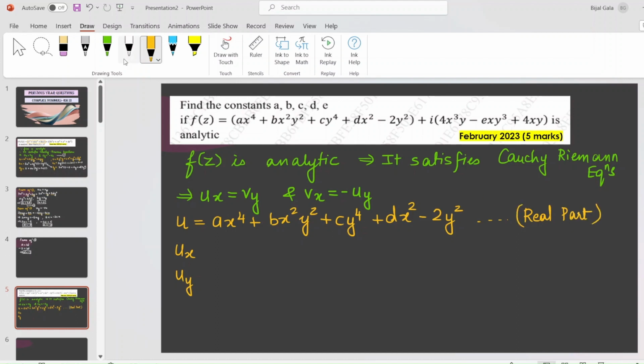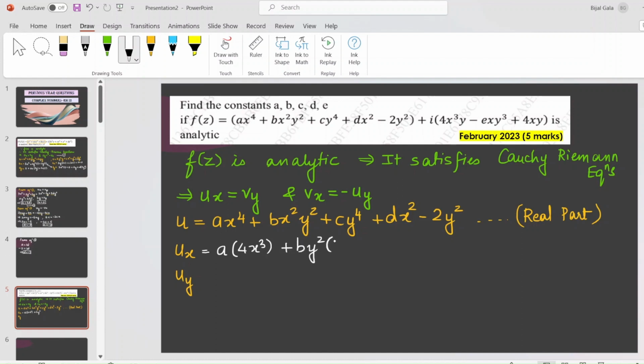Okay. So let's begin with ux. While taking ux, as we had discussed, x will be the variable, everything else will be constant. If a constant is multiplied by the variable, then we'll keep the constant as it is and multiply by the derivative of the variable. If the constant is alone, the derivative will be 0. So a, which is multiplied by x, remains as it is. 4x cube is the derivative of x raised to 4.